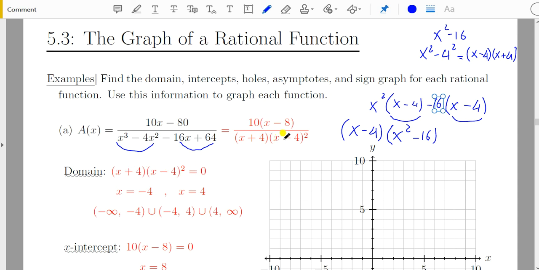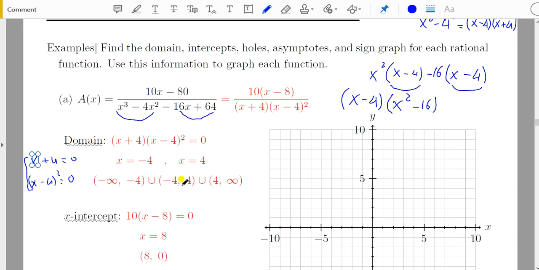Now, x plus 4 times x minus 4 squared equals 0. That means either x plus 4 equals 0, or x minus 4 squared equals 0. There are two cases, right? X plus 4 equals 0 means x equals minus 4. Or x minus 4 equals 0 means x has to be equal to 4. So these two values, minus 4 and 4, are the ones that make the denominator become 0. That's why we exclude them from the domain.